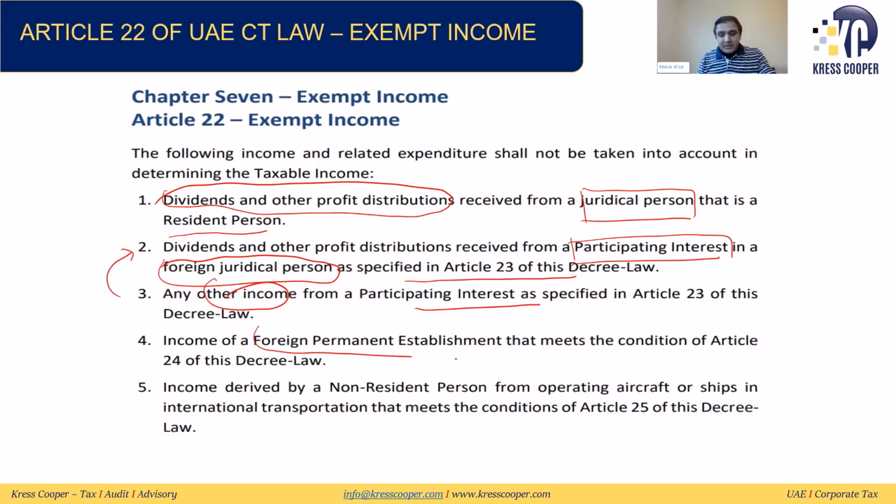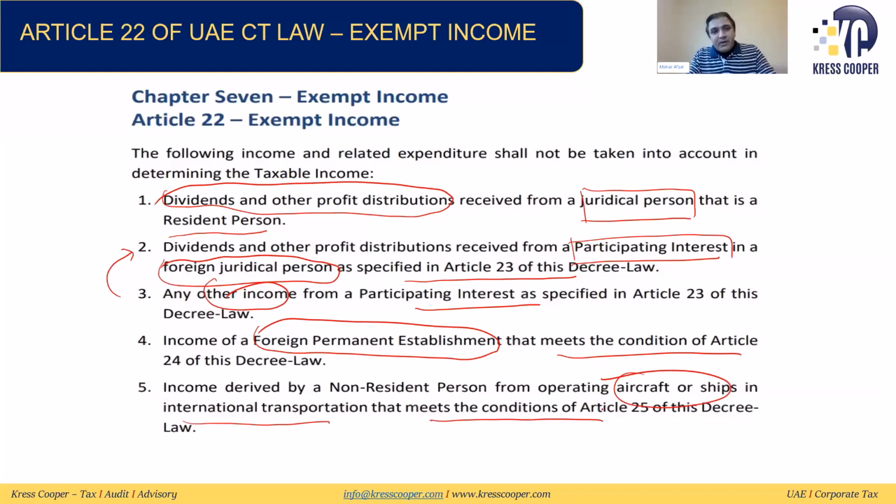Income of a foreign permanent establishment that meets the conditions, basically income of the foreign PE of the resident person, can be exempt as well, but subject to some conditions. Income derived by a non-resident person from operating ships and aircraft in international transportation that meets the conditions of Article 25. This is the same thing that we discussed in the previous slide as well. I was just referring to the respective articles, respective provisions of the law. So we will discuss all these 5 categories one by one.